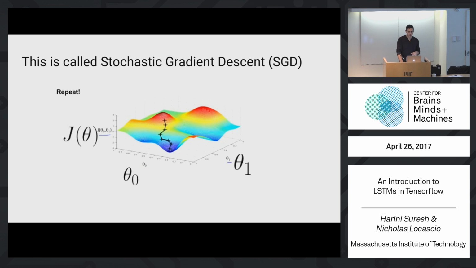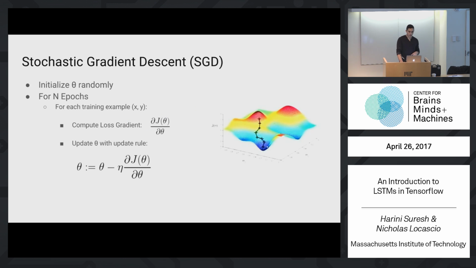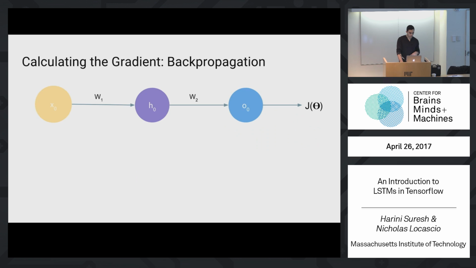And this is called SGD, or stochastic gradient descent. Just formally, there's this idea of an update rule where you apply this gradient. But let's dive a little into how we actually calculate this gradient, dJ/dθ. And we do this with something called backpropagation.